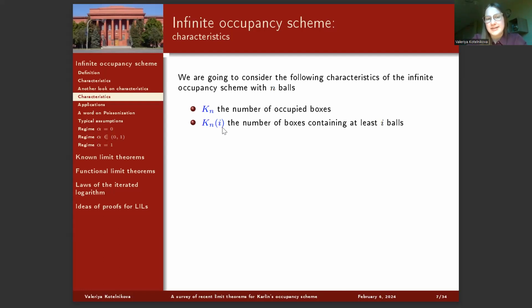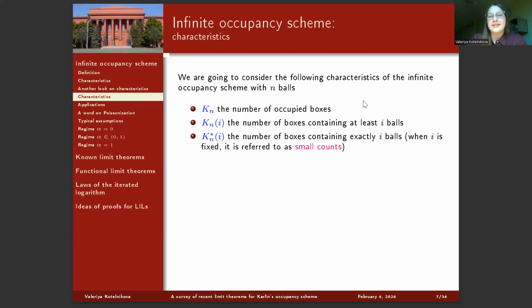We denote it as k of I, and it is the number of boxes containing at least I balls. It is a generalization because if you put I equal to 1, you get the number of boxes containing at least one ball, and if there is at least one ball there, that's just the definition of a box being occupied. Another characteristic we consider, we denote it as k star of I. It is the number of boxes containing exactly I balls. So the difference is with star, it is exactly I balls, without star, it's at least I balls.